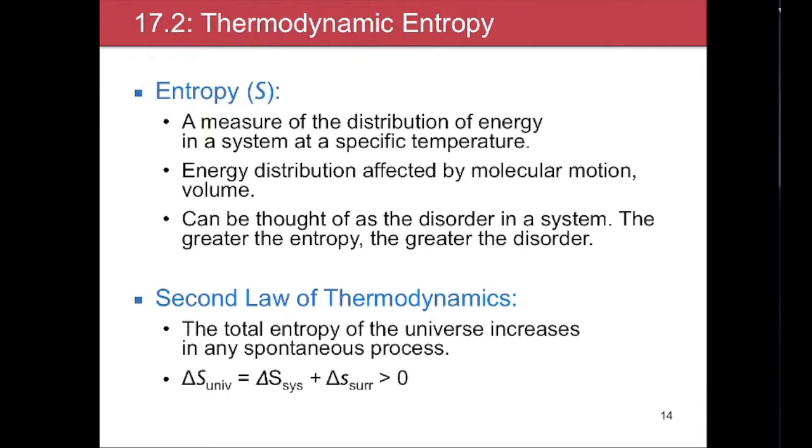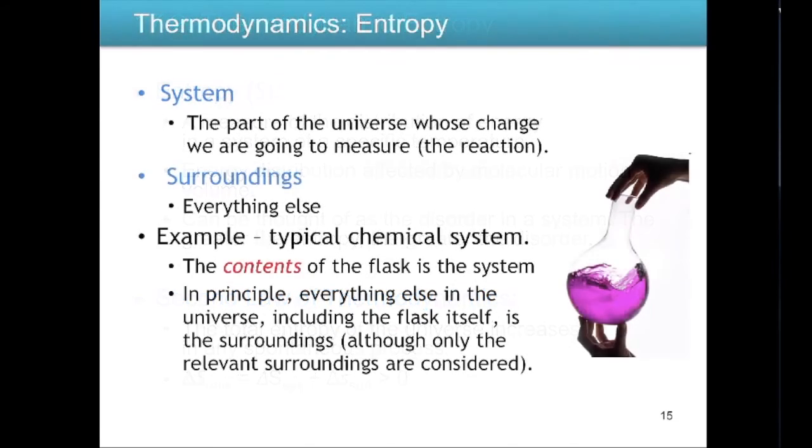So the equation below, delta S of the universe equals delta S of the system plus delta S of the surroundings. So delta S of the system just refers to the entropy of the system, and we'll define that in a second. And the delta S of the surroundings corresponds to the entropy of everything that isn't the system. So what does it mean to be the system? Well, technically, the system is the part of the universe whose change we are going to measure. So usually when we're talking about the system, we're talking about the actual reaction itself. The surroundings is everything else.